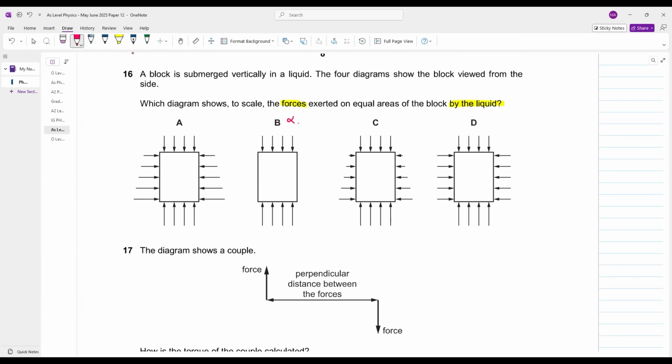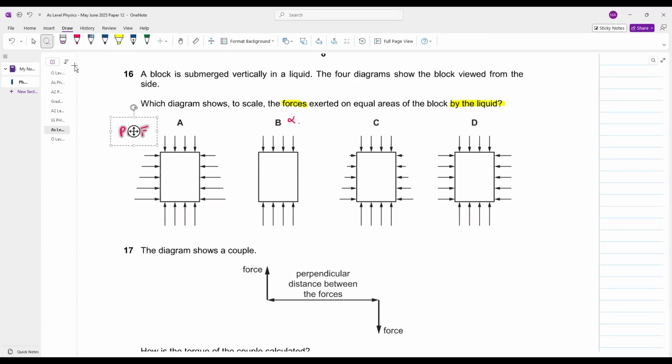Secondly, I will look closely now. The force which is exerted on any side is directly proportional to the pressure, and in a liquid the pressure depends on the height. The pressure in a liquid is directly proportional to height, and the greater the pressure, the greater the force. Can you realize here at the top surface we have smaller arrows? Why? Because we are at a lesser depth.